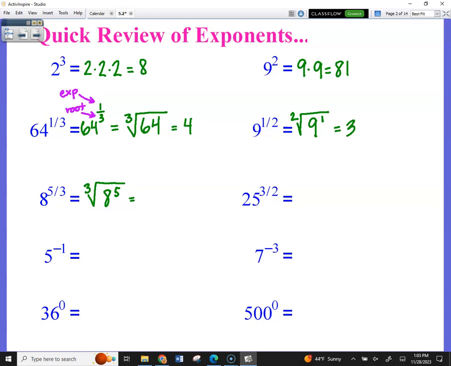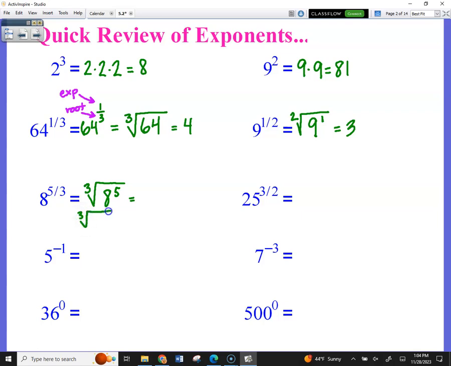This means there's 5 8s here, correct? Yes. And this means take the cube root of them, which means pull out a pairing. I don't mean pair as in 2, I mean pair as in pairing. Pull out a pairing of 3, because that will simplify as just 8, correct? Yes. Okay, I'm going to break this down.